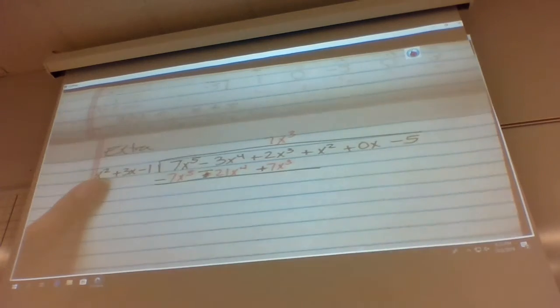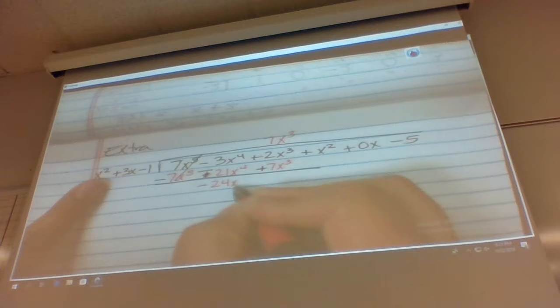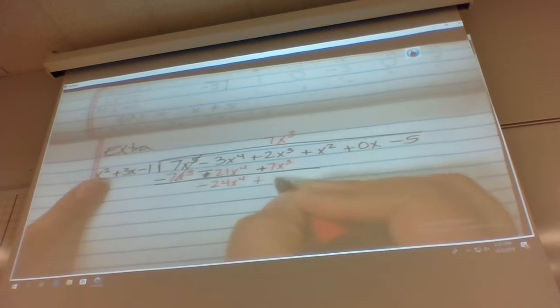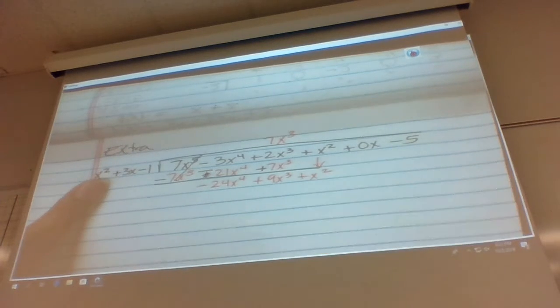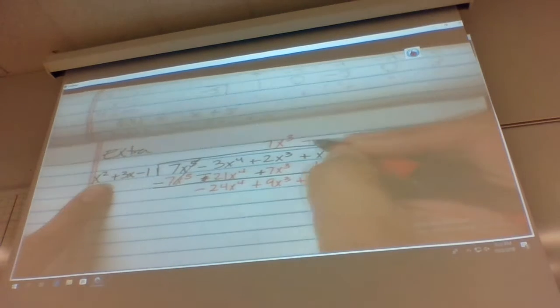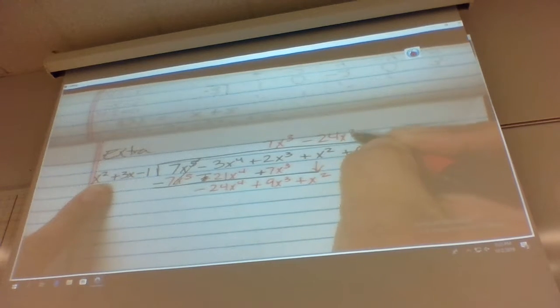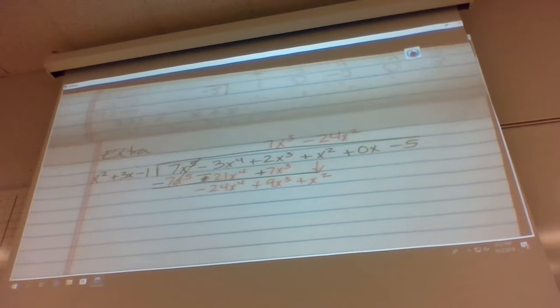9x cubed. Bring down my pen here. So now you only care about the first one. What times this is going to give you this? Negative 4x squared. So it's not that it's any harder, it's just more of what. It's just you need to be careful with your x's. Now, just here, I'm not going to finish it, but did it just decrease by 1? It decreased by 2, because this was a power of 2.